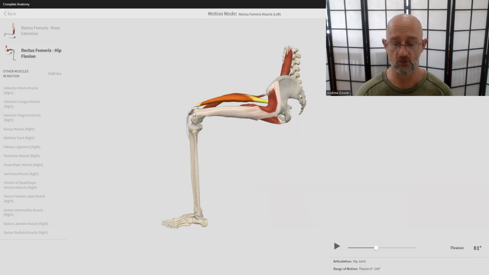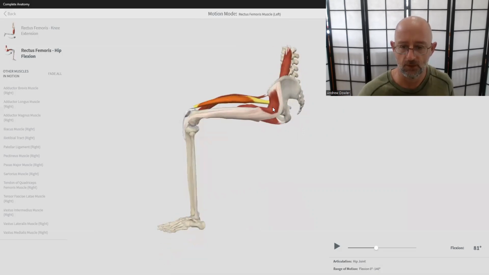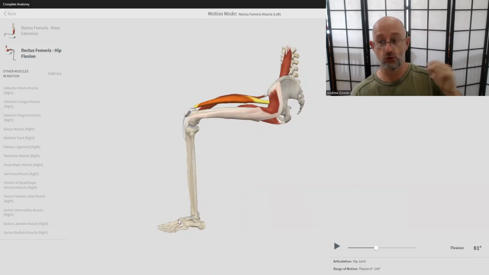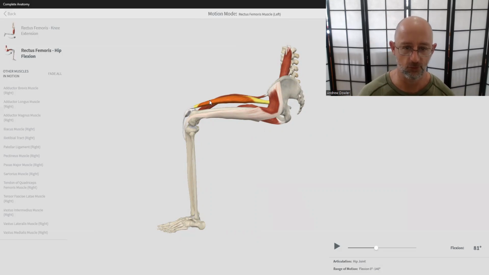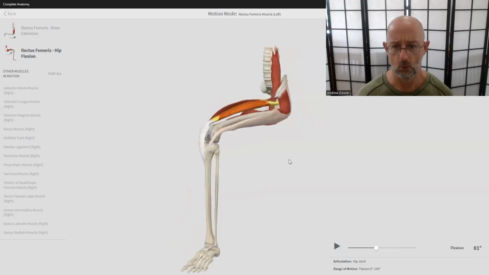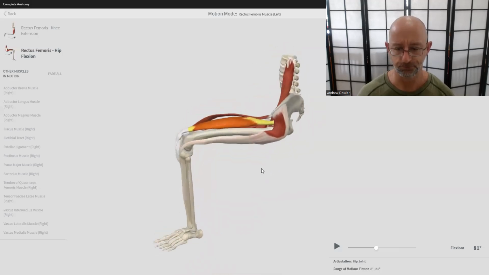So hip flexion is really, really important in walking or gait. Often people who've got hip issues where they can't flex the hip because of pain or restriction can't clear their foot as much, and they can trip. So we want to be careful that we don't let people trip. So restoring hip flexion is actually a really, really important part of our quadricep training.